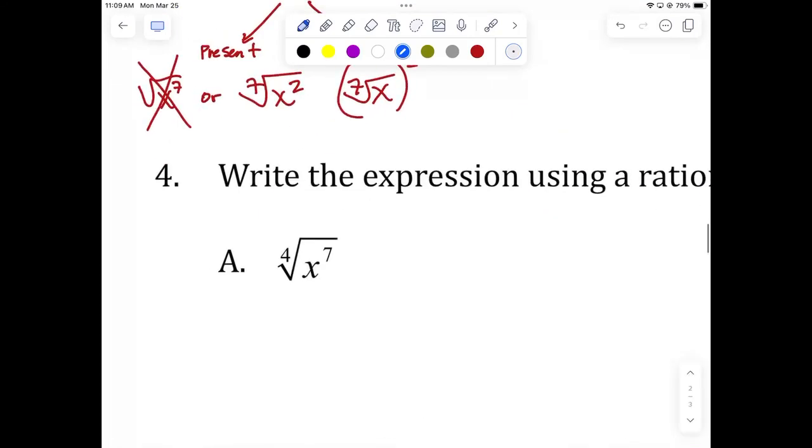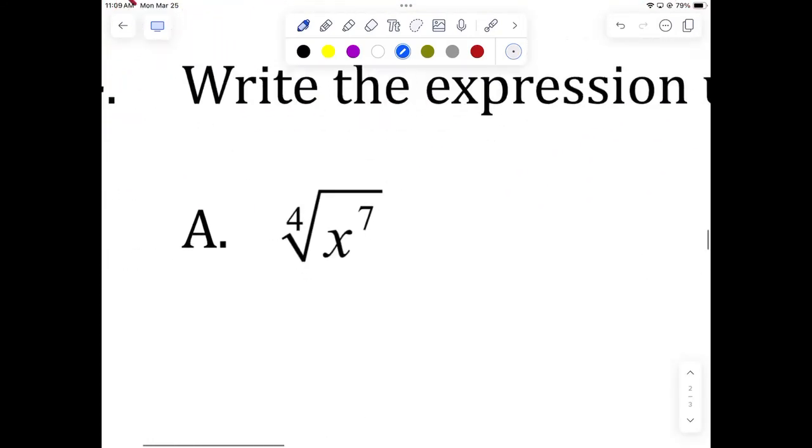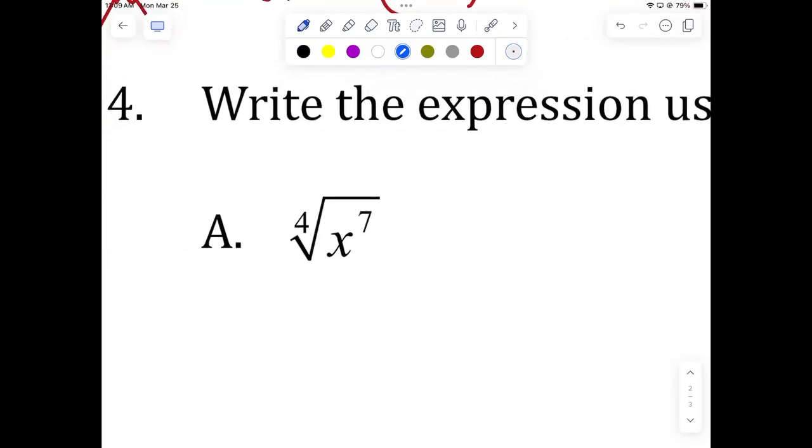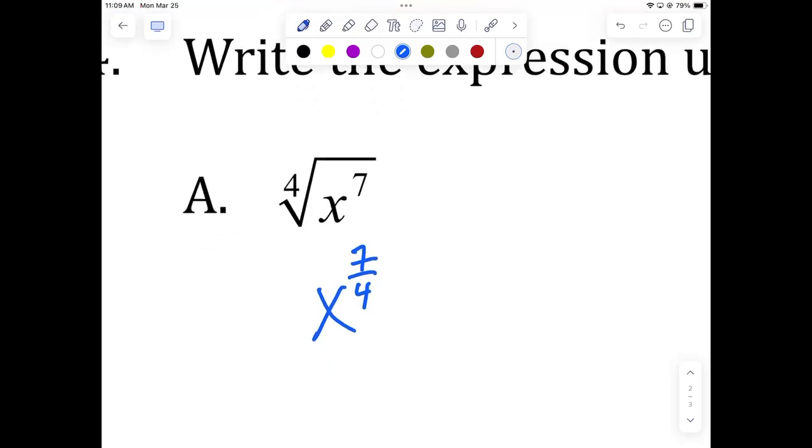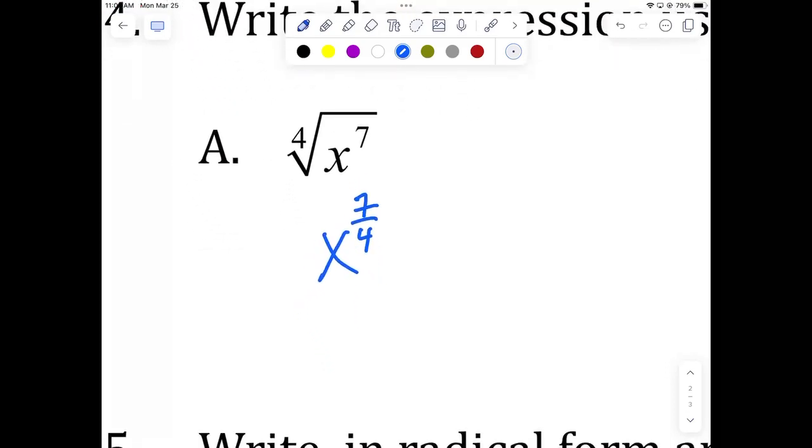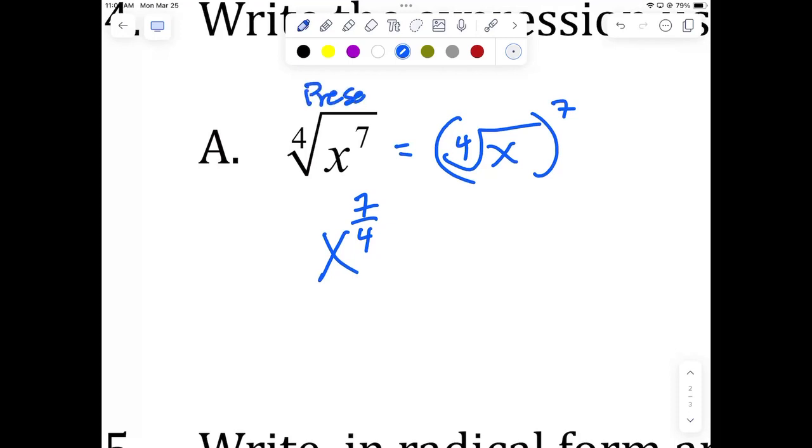Good. How about this? Write the expression using a rational exponent. The 4th root of x to the 7th is what? X to the 7/4. Yeah. Now watch. Here's another reason to convince you that the order doesn't matter. This is the same thing as the 4th root of x to the 7th power, right? The one on the left is how we present it because it doesn't have the extra parentheses. The one on the right is how we'd use it.